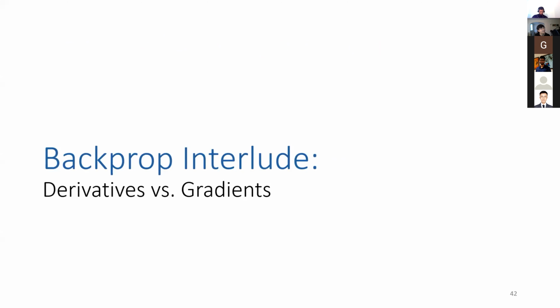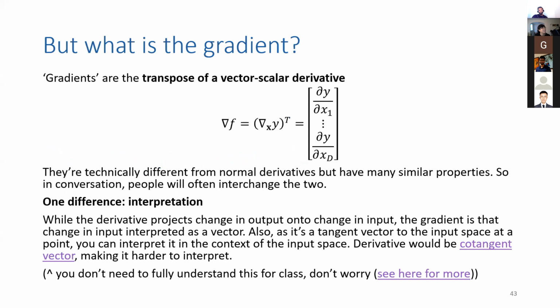Another thing that is important to note is the fact that we often interchange the term derivative and gradient. This was very confusing for me, and I had to do a lot of research, but I think I have an okay understanding of it now. Gradients are actually the transpose of a vector scalar derivative. When we refer to gradient, we actually refer to the transpose of the full derivative, those vectors we were talking about earlier. They're technically different from derivatives, but in conversation, you'll hear a lot of people interchange the two.